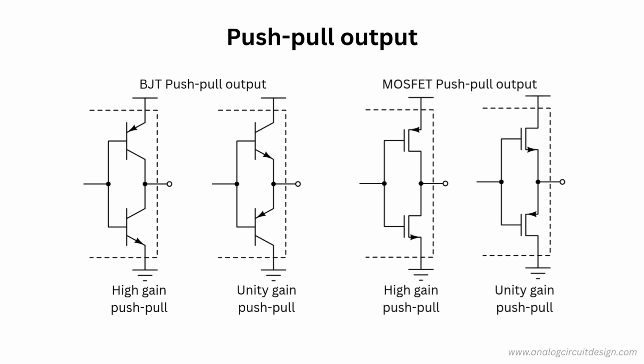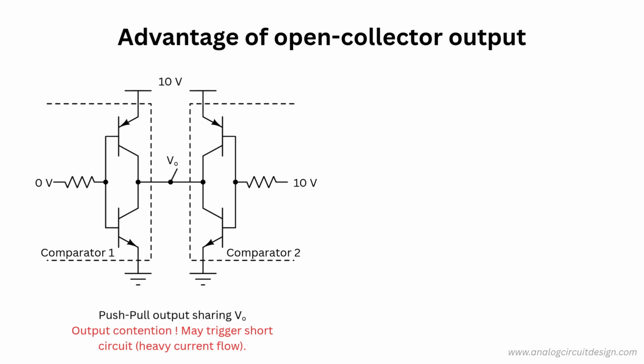Why? Let's see. In the left, we see an output node being shared by two push-pull comparators. Comparator 1 tries to assert high at the output. The PNP turns on heavily and NPN turns off. Comparator 2 tries to assert low. The NPN turns on and PNP turns off. One transistor is trying to assert high and another transistor is trying to assert low. Output VO cannot be determined reliably and a huge current flows through VCC to ground.